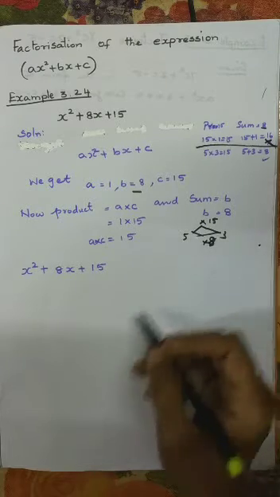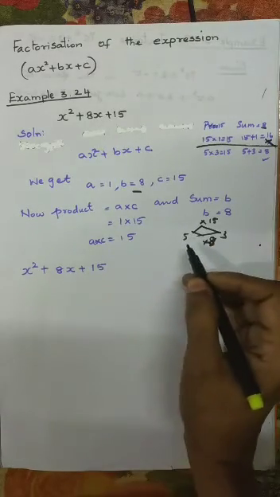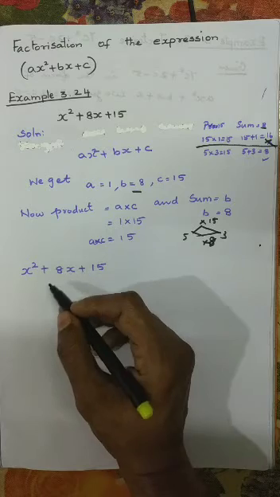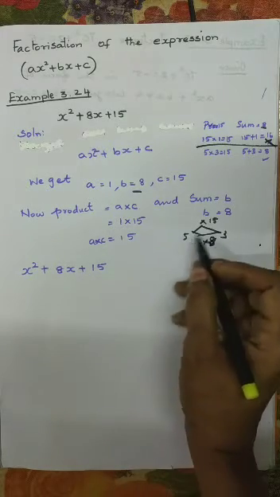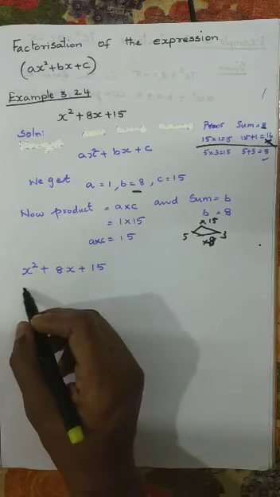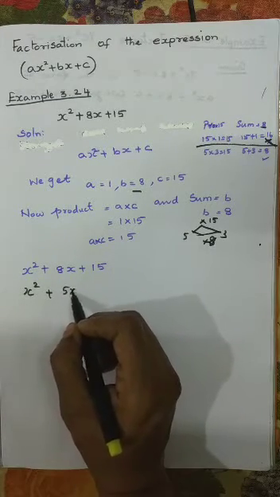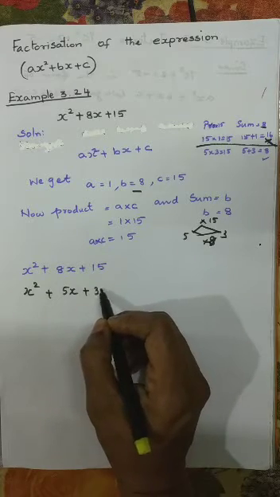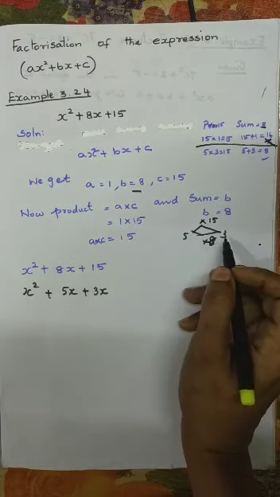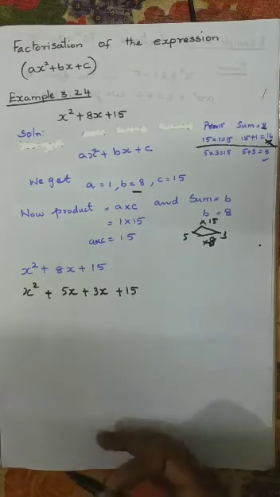Adding gives 8. Okay, so we can write this 8 as 5x plus 3x. We can split it. Okay? So x square plus 5x plus 3x, which together make 8x. We have taken it as 5x and 3x, plus 15.